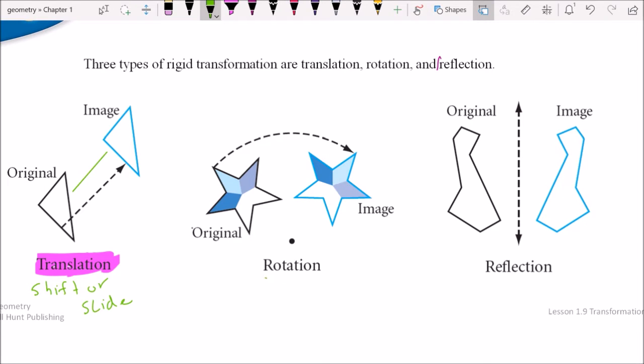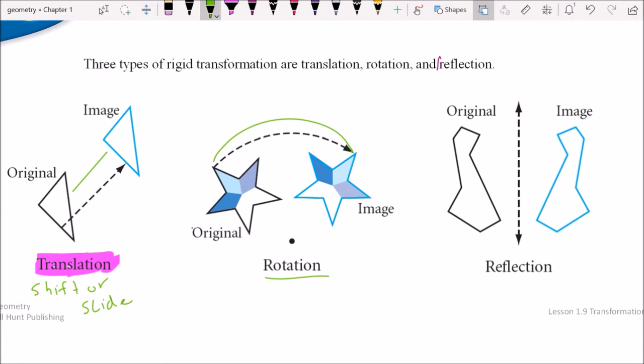Next one is a rotation. The thing to see with a rotation is notice how they color coded these. So this shape actually turns as it's going around, and it's going to continue to turn. So it's moving in space while it's turning. That makes it a rotation.